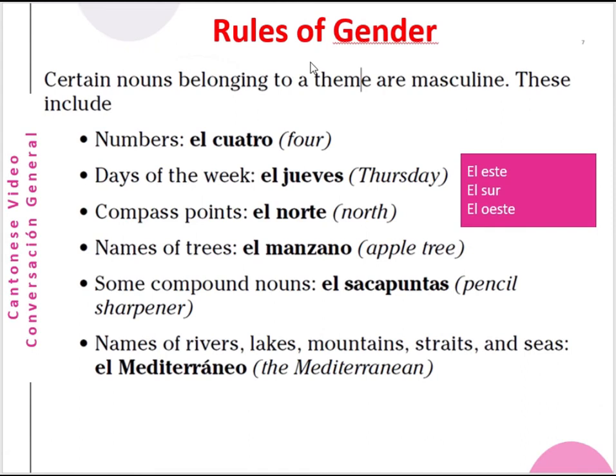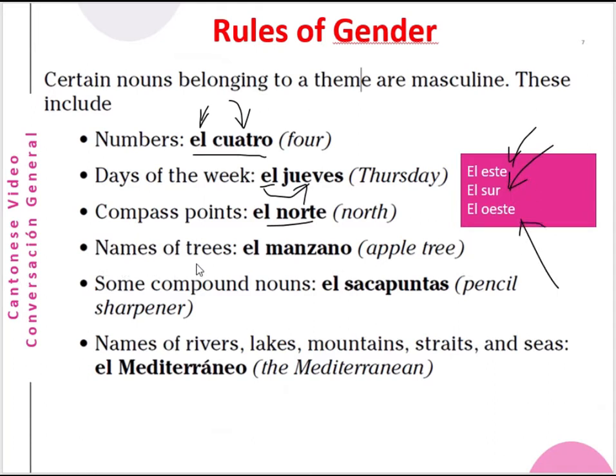And the rules for gender: certain nouns belong to a group that is masculine. This includes numbers, for example el cuatro, the four, and the days of the week, for example el jueves, Thursday. And the compass points: the north, el norte, the east, el este, the south, el sur, and the west, el oeste.